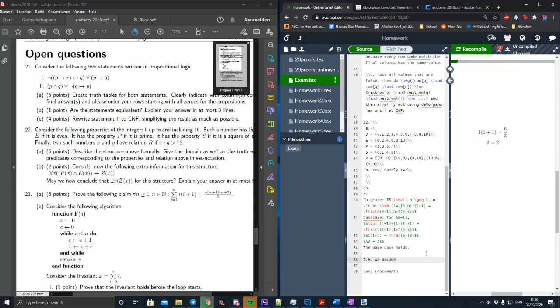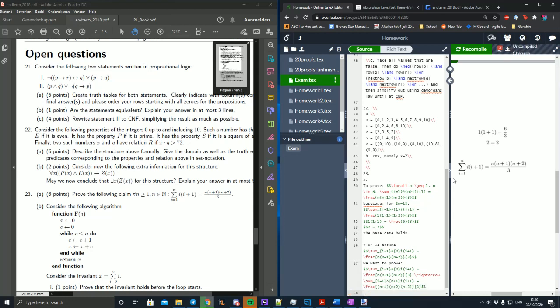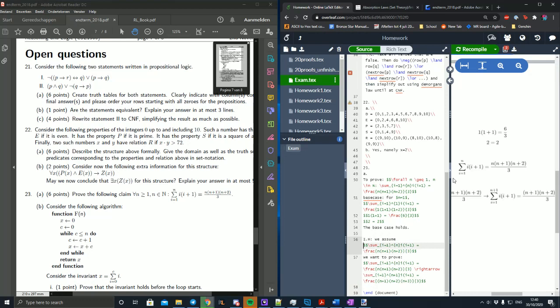We assume that... okay, we want to prove, if this is true, then n plus 1, n plus 2, n plus 3. We have to assume it for an arbitrary n, don't we? Yeah, that's a very good point actually. For an arbitrary n, natural numbers greater than or equal to 1.